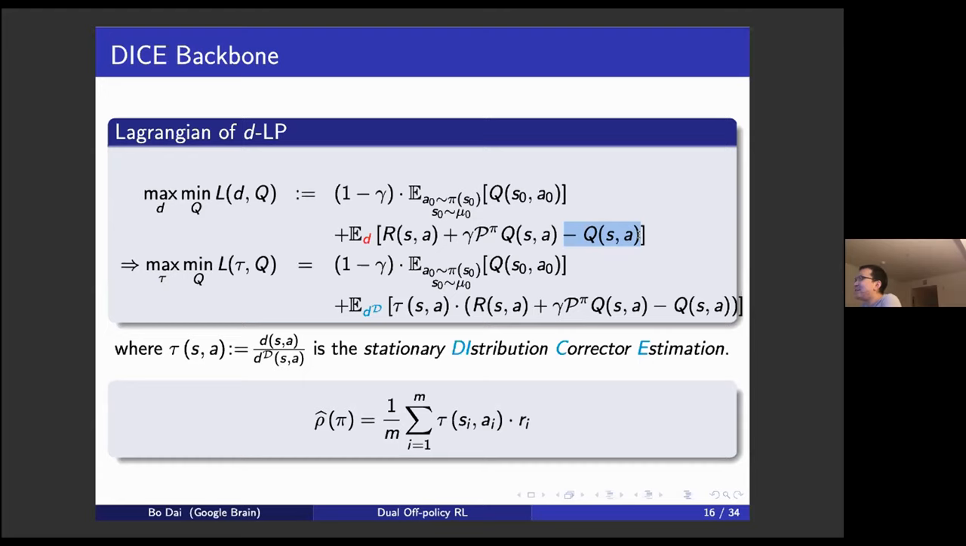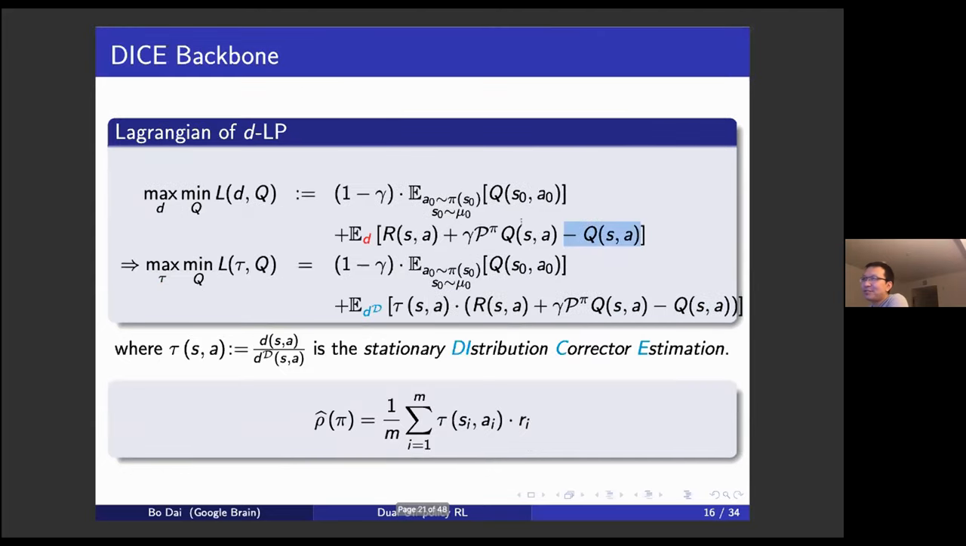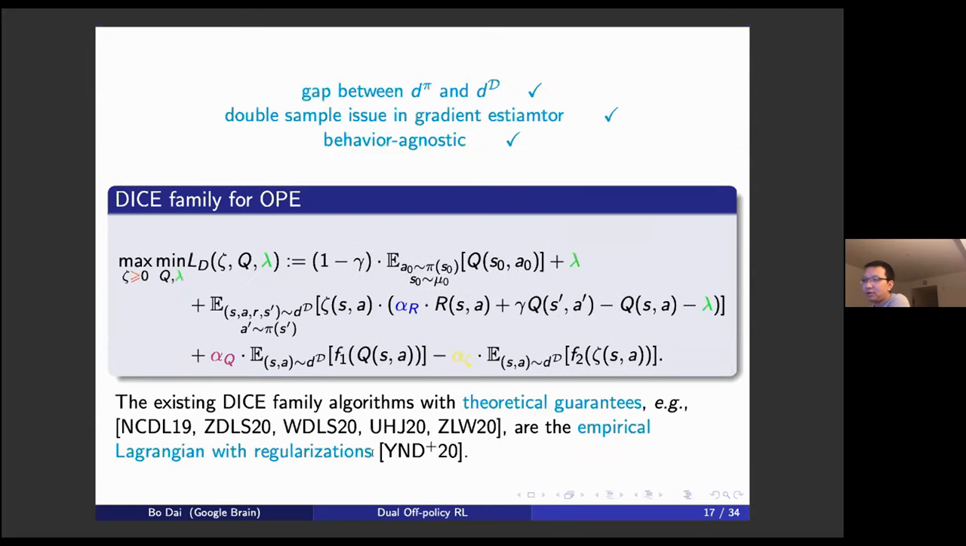But let me tell you something interesting. Actually, this is related to something called doubly robust. You introduce some baseline to the marginalized importance sampling, and it behaves like a baseline. So the idea seems related to doubly robust. But in this paper, we conducted a comprehensive study and show that the doubly robust condition is very difficult to hold.